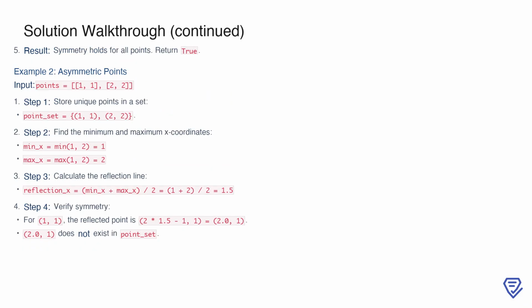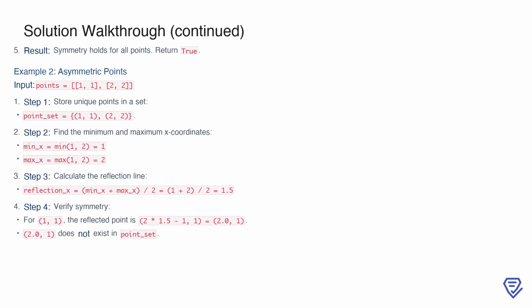Having verified symmetry for the first example, let's analyze a second scenario with input points (1, 1), (2, 2). We again store these points in a set, resulting in {(1, 1), (2, 2)}. The minimum and maximum x coordinates are calculated as 1 and 2, respectively. Using the formula for the reflection line, we find it lies at x equals 1.5.